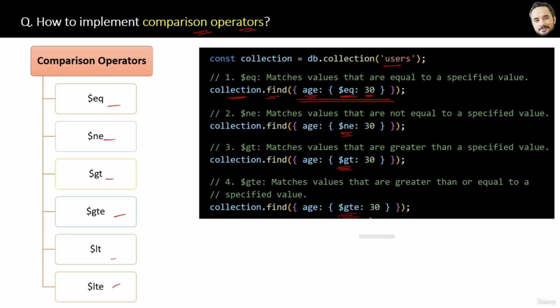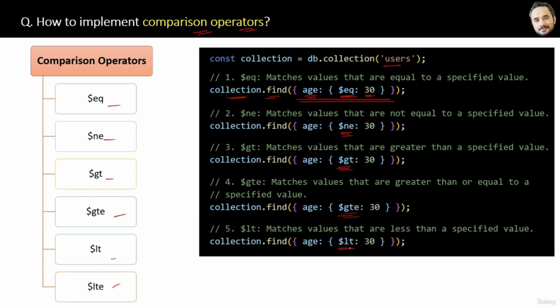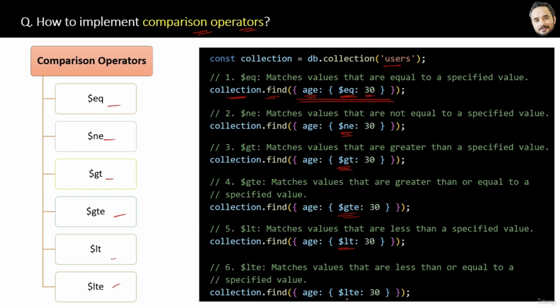And less than 30, we will use the LT operator, less than. And at last, for users whose age is less than or equal to 30, we will use the LTE operator like this. Great. I hope now you fully understand these most important comparison operators, and yes, they are very frequently used in MongoDB from your Node.js project. Okay, so that is the answer to this question.